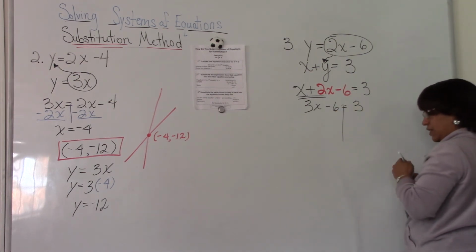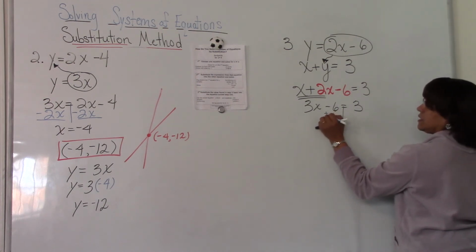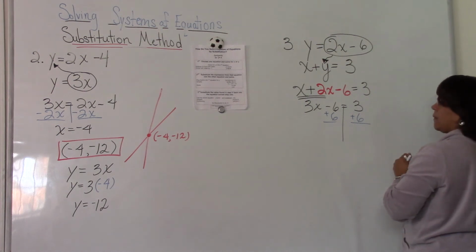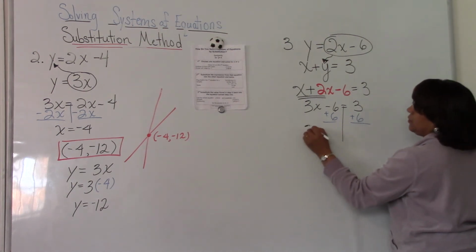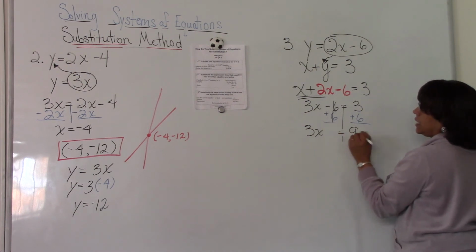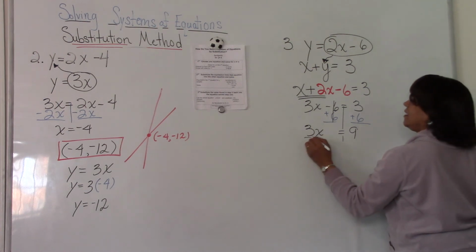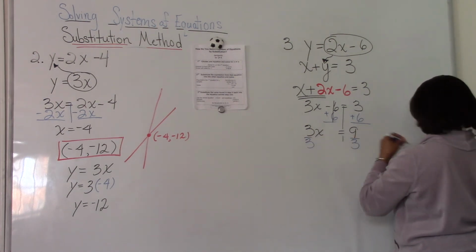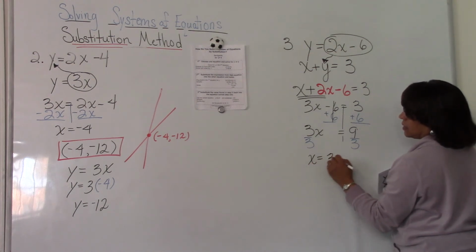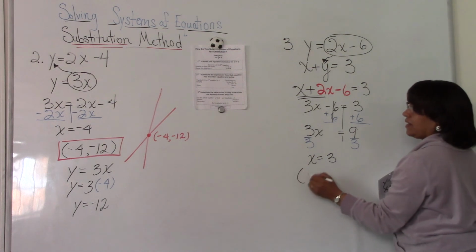Now we can start moving things. It's a negative 6, so we're going to add 6. We're going to do the inverse operation. So 3x, good, they go away, is equal to 9. We have multiplication, so what should we do? Good, divide by 3, and we get x is equal to 3. So are we done? Nope, halfway there.